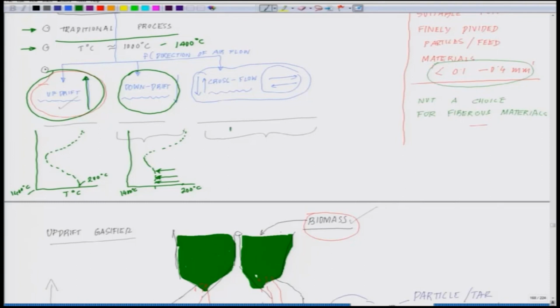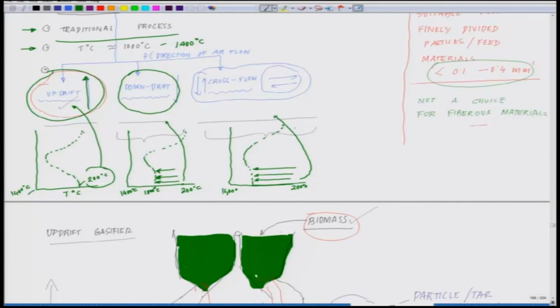And similarly in the cross flow, it is even much steeper. If it is 200 degrees centigrade and 1400 degrees centigrade, you will see it is even more. So efficiency wise, in the updraft you are getting a gas back at 200 degrees, which is the most efficient one. Here you are getting a gas around 900 to 1000 degrees centigrade, which is slightly less efficient, and this one is maybe near to downdraft or maybe less than downdraft.